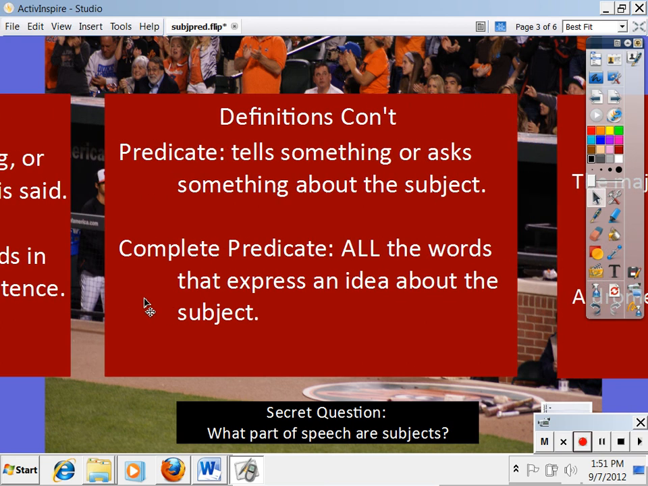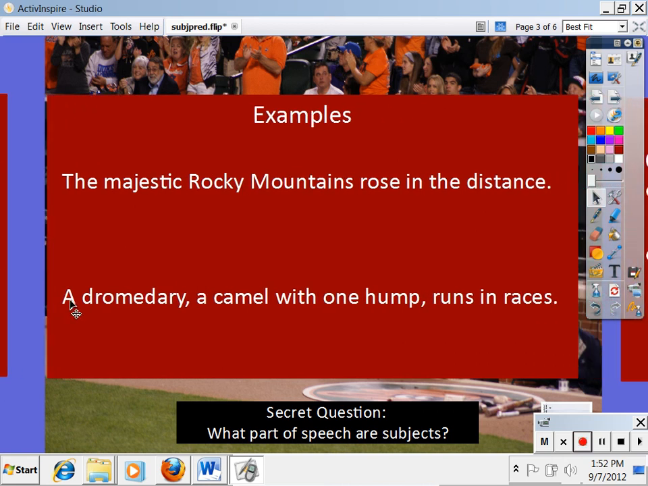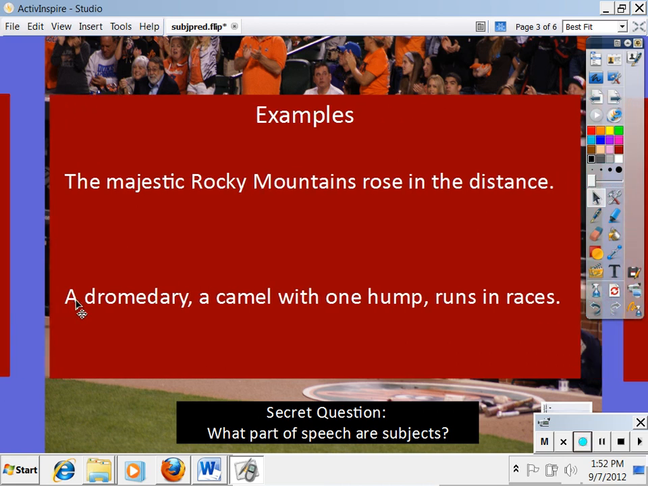The definition of a predicate tells something or asks something about the subject of the sentence. The complete predicate are all the words that express an idea about the subject. So let's look at 2 examples and see if we can find the subject and the predicate in these examples. If you are taking notes right into your notebook, you may want to jot down these sentences and follow along as I label them. So the first step is to find the subject. You want to ask yourself, who or what is the sentence about? So in this first example, the main subject is Rocky Mountains. We're going to label that subject.